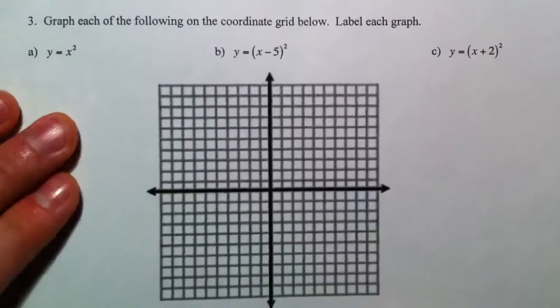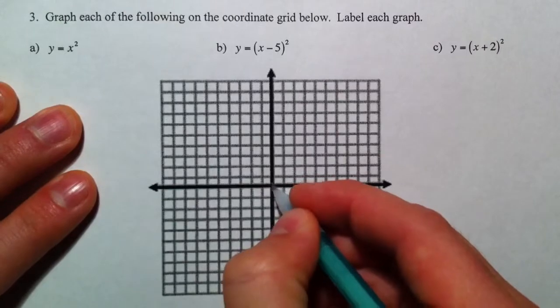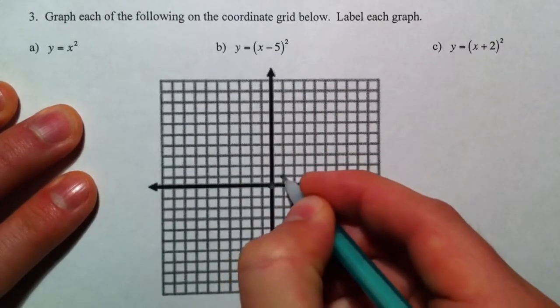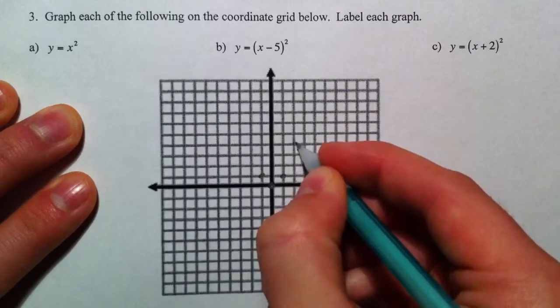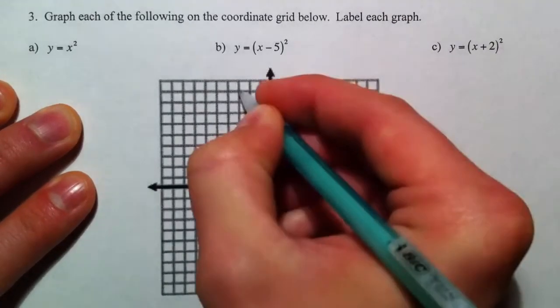Now, do the same thing, just with slightly different transformations. The basic graph: 1 squared is 1, 2 squared is 4, 3 squared is 9.